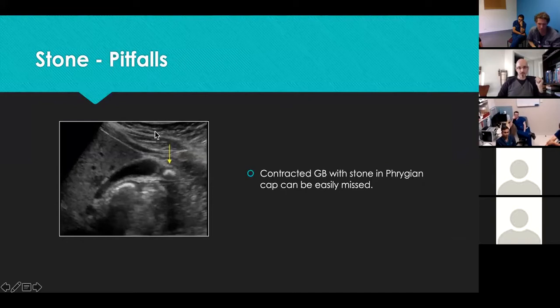The other pitfall for the stone is, if you remember, I was talking about the Phrygian cap with a fold. Again, if you don't fan completely through the gallbladder in the longitudinal view, we may miss that fold of the gallbladder. For example, we might think this is the gallbladder wall and that is outside of the gallbladder, but the reality is that this is just a fold of the gallbladder, and this is the other part of the folded gallbladder, which is called Phrygian cap. And if there is a stone stuck there, it can cause problems, but you might think that it's just bowel gas outside of the gallbladder wall.